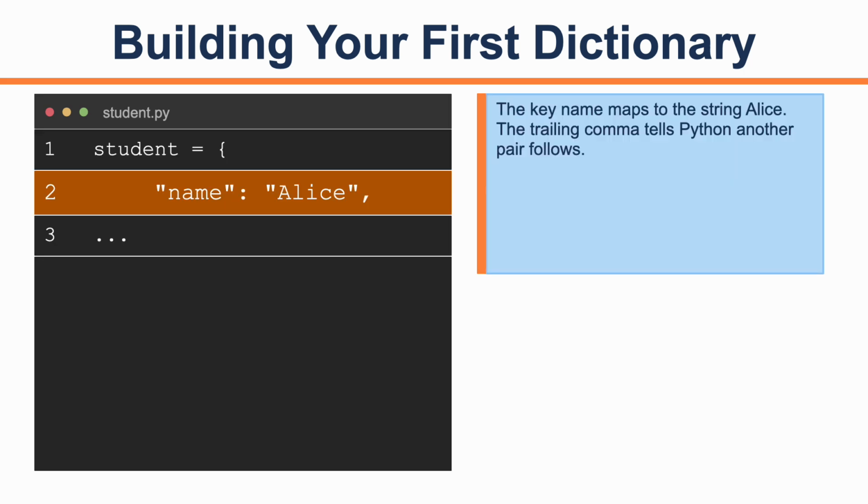Next, we add our first key-value pair. The key is the string name, followed by a colon, then the value, which is the string Alice. The comma at the end is important because it signals that more pairs are on the way.